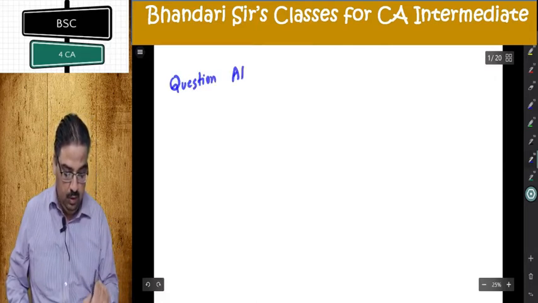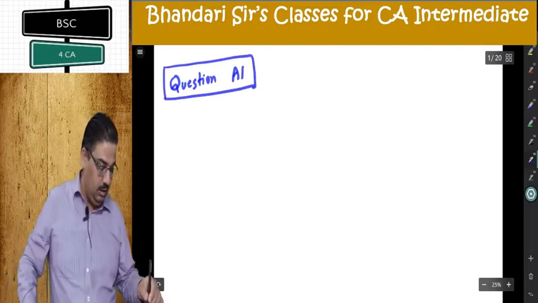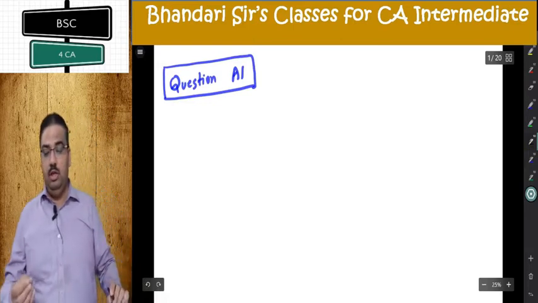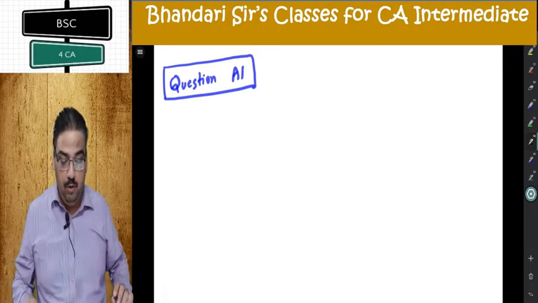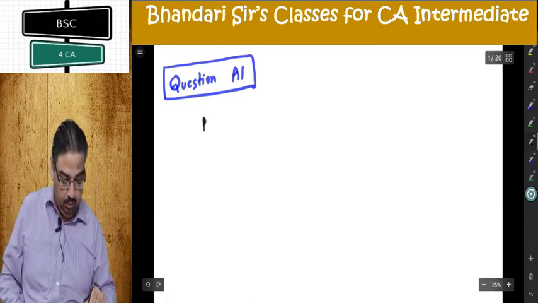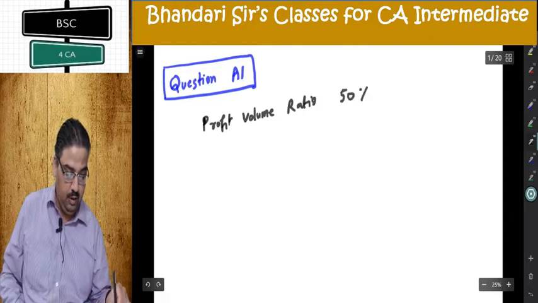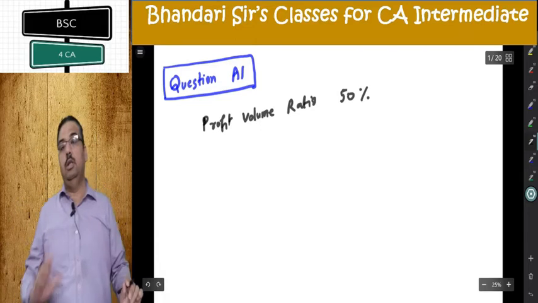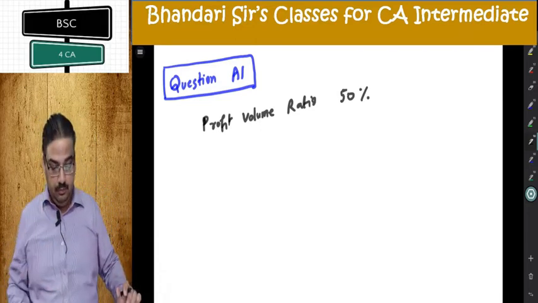Question A1. It's a very easy starting question, a very small, easy 2 marks question. The profit volume ratio of a company is 50%. The profit volume ratio is given as 50%. You know the formula for this: contribution divided by sales into 100 is equal to 50.